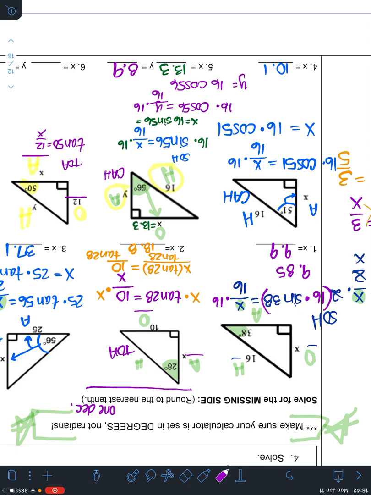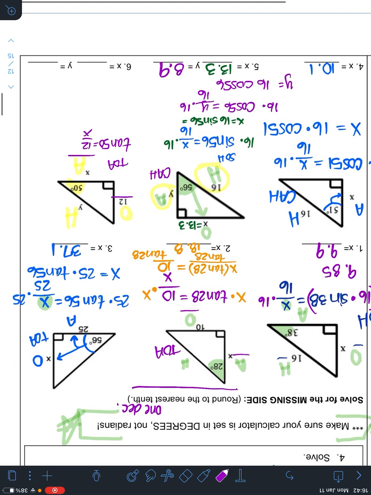Now, again, notice this one, x is on the bottom. So we want to get x off of the bottom. So we're going to multiply both sides by x. Now you can get good at this and you don't have to write this middle step out. So I have x times the tangent of 50 is equal to 12, and then I can divide by the tangent of 50. Once you get good at this, skip straight to here. 12 divided by the tangent of 50.